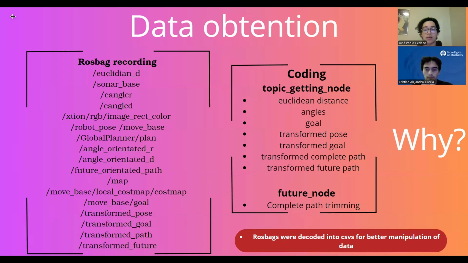And we decoded a lot of data, and among this data, it concerns the Euclidean distance, the angles, the goal, and the map in two ways. I'm going to get to that later. It's the global and the local map. And we get the transformation of the pose from global to local, and also we need the planned path. All of this data was decoded into a CSV format for easier and better manipulation.